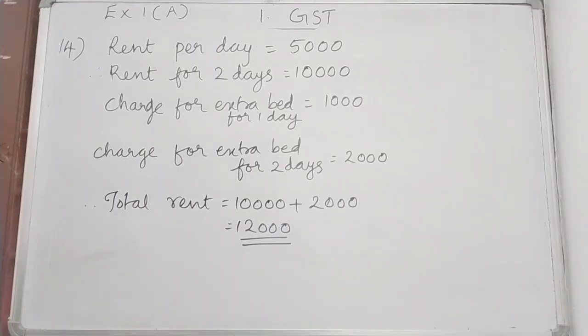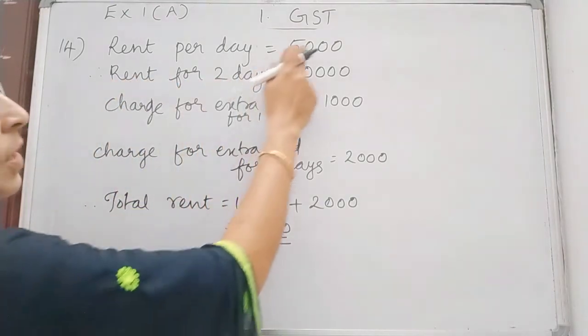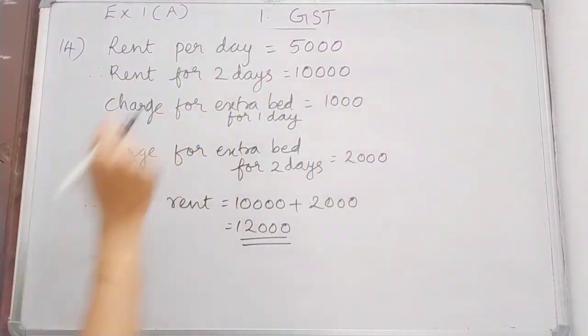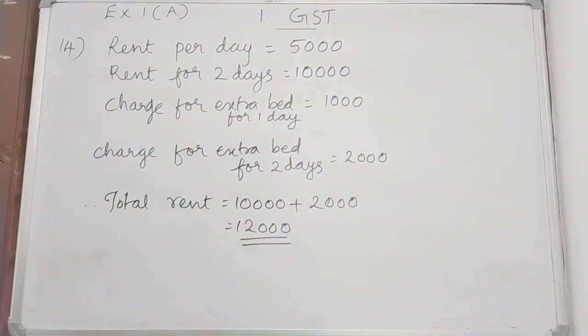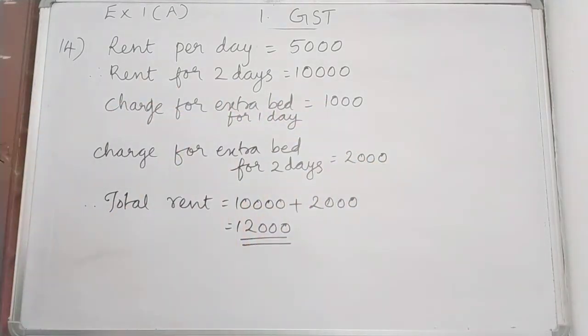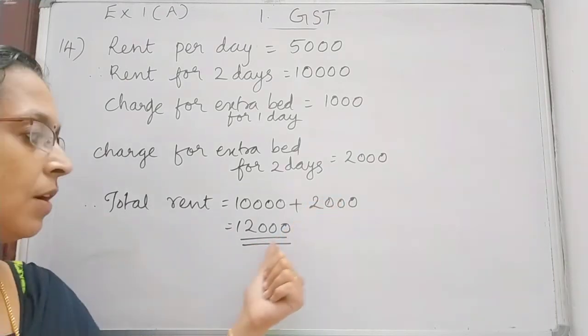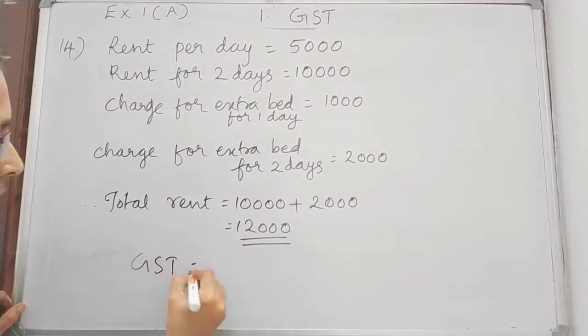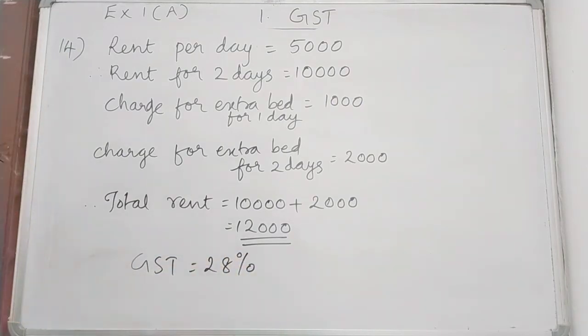Rent per day is rupees 5,000. So rent for 2 days is equal to 5,000 into 2, that is 10,000, or we can write 5,000 plus 5,000, 10,000 rupees. Extra bed charge is what? 1,000 rupees. So for 2 days it will be 2,000 rupees. So total rent will be 10,000 plus 2,000 is equal to 12,000. So GST is given as what? 28%. GST in percentage is 28%. So how much amount he has to pay?